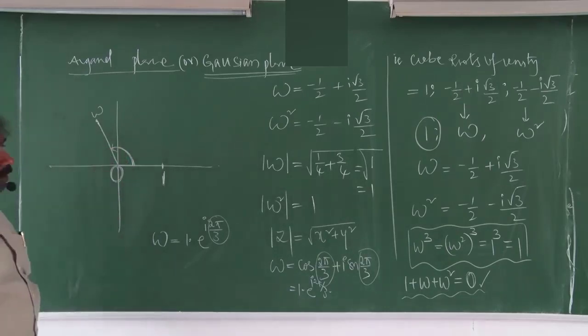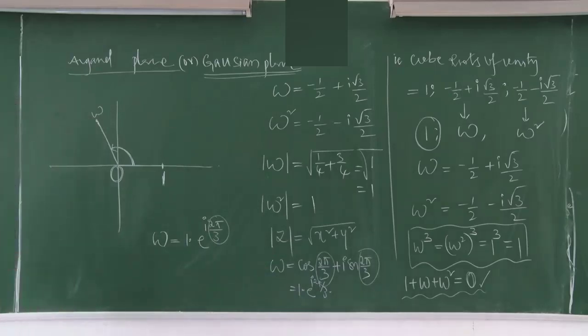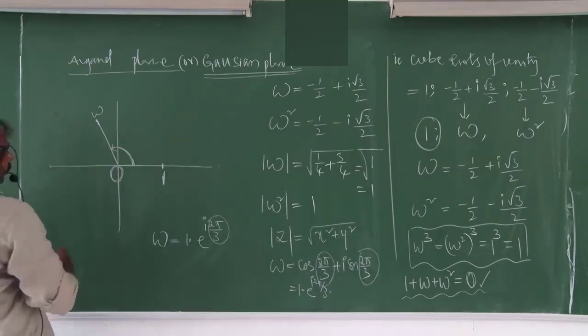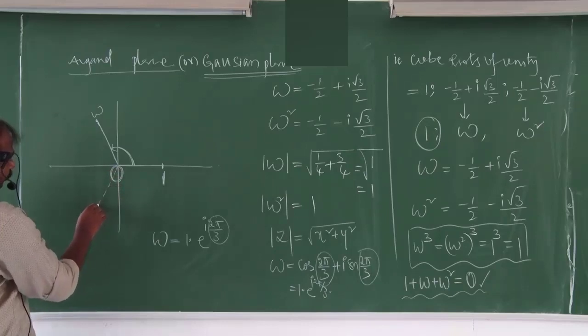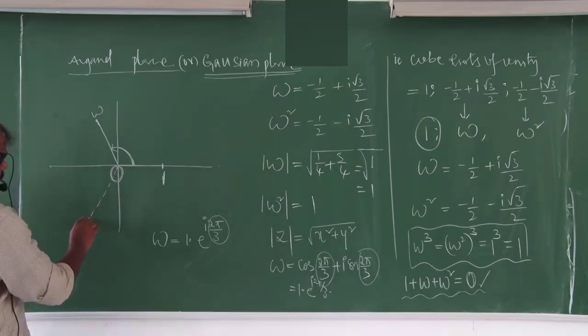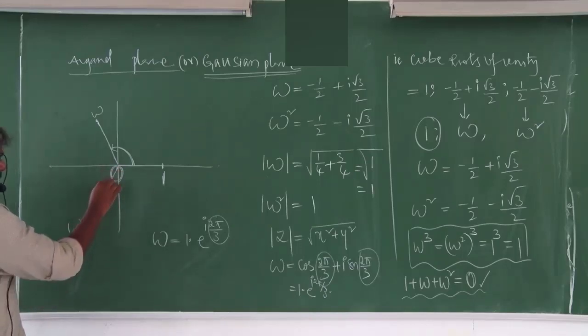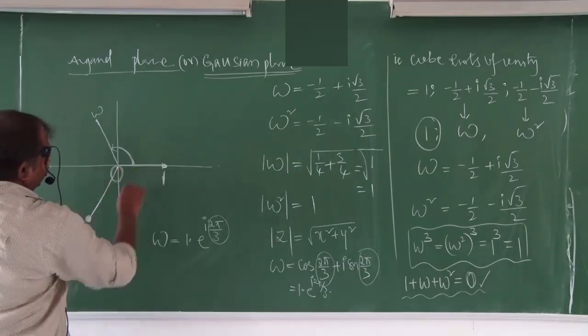Next, what is given here? 4 pi by 3. 4 pi by 3 means 240 degrees. So this is 120, one more 120, which means somewhere here you will get it. This is the omega square position. But here also the distance is 1 unit only.